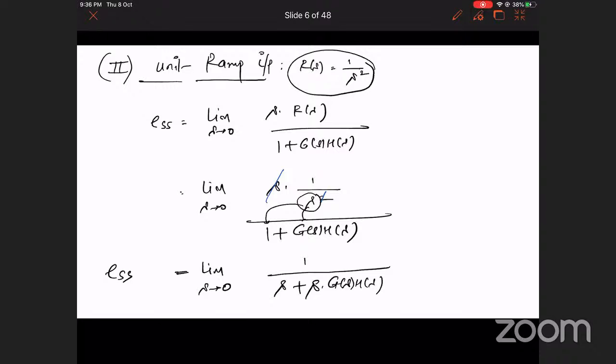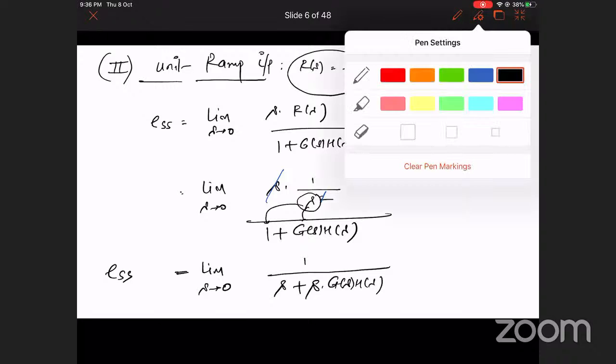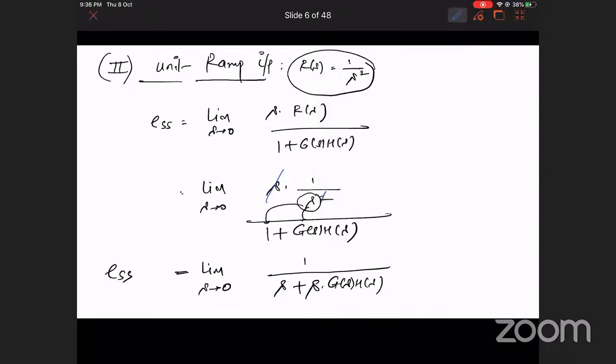Now my duty, guys, is to substitute s equal to 0 wherever possible. So you can substitute s equal to 0 in the first term, but you cannot substitute s equal to 0 in the second term, because g of s, h of s is not known to us. So you cannot substitute s equal to 0 in the second term.